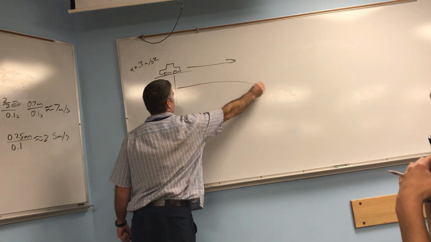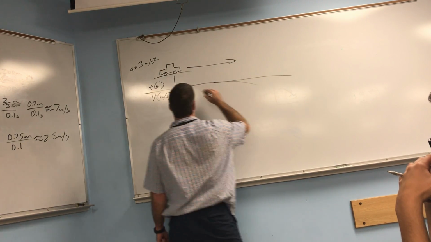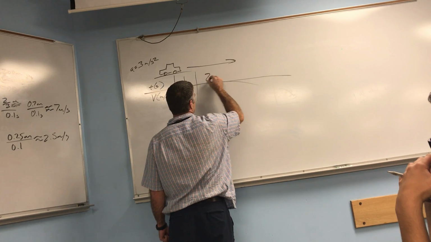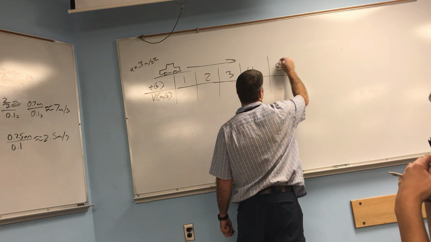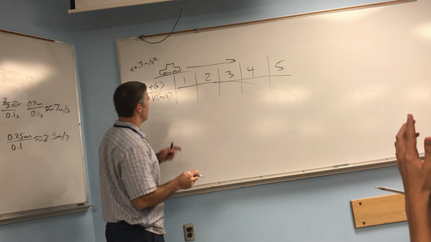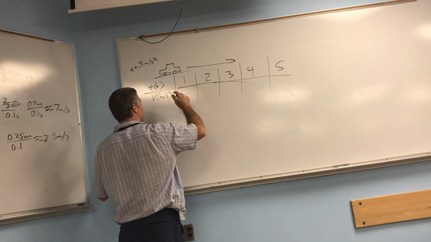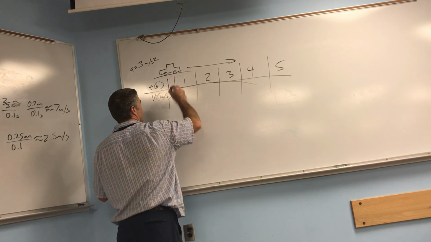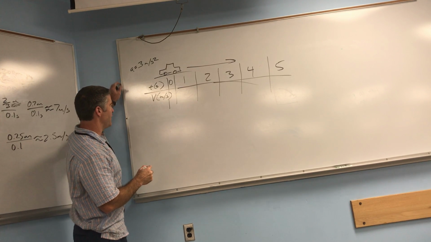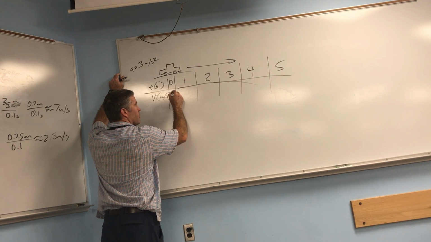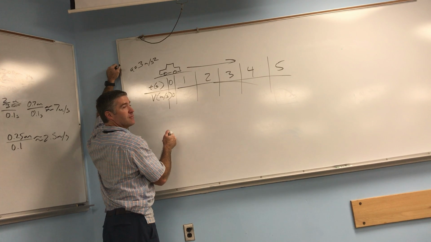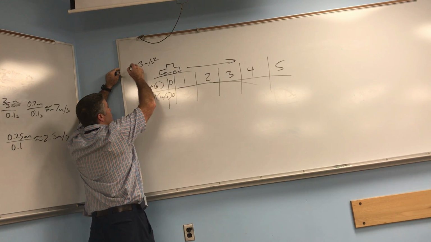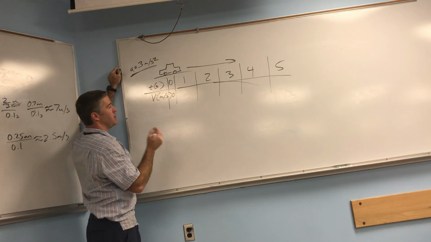So as the seconds tick by, 1, 2, 3, 4, 5. I think that's far enough. What are the velocities? Ooh, I forgot 0. It's a messy table now. So the velocity in the beginning is 0. What's the velocity after 1 second? 3. So this acceleration tells you how much velocity you add every second.